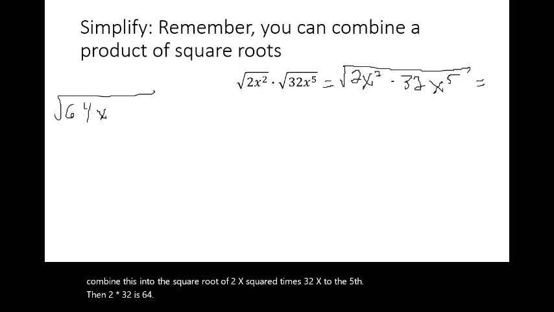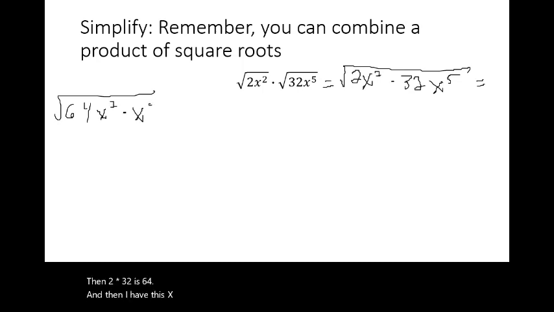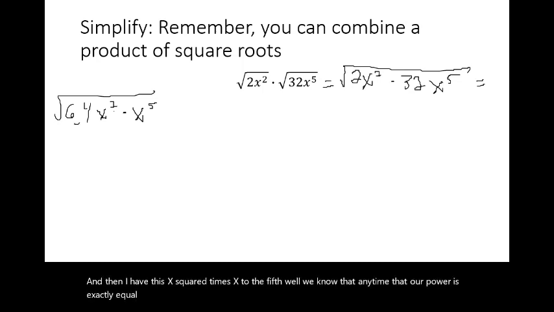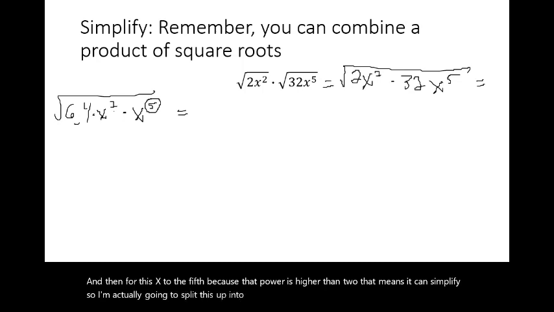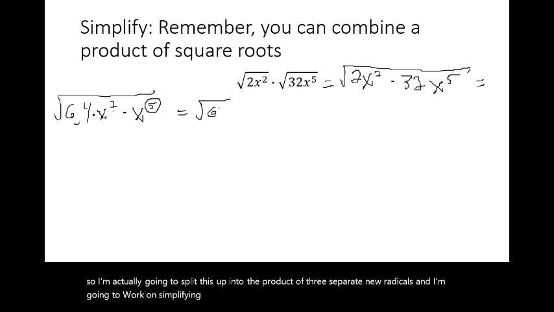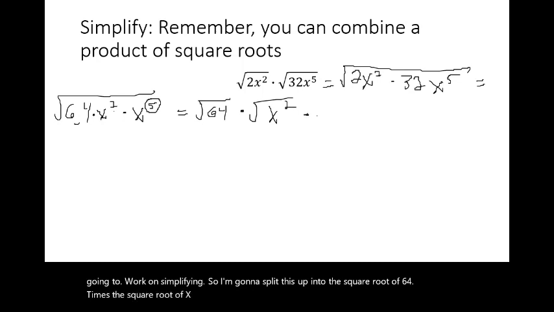And then I have this x squared times x to the 5th. Well, we know that any time that our power is exactly equal to 2, it will cancel out with the square root. Also, 64 is a perfect square, and that is going to come out to a whole number. And then for this x to the 5th, because that power is higher than 2, that means it can simplify. So I'm actually going to split this up into the product of 3 separate new radicals, and I'm going to work on simplifying. So I'm going to split this up into the square root of 64 times the square root of x squared times the square root of x to the 5th.